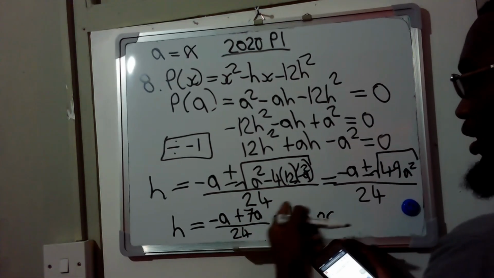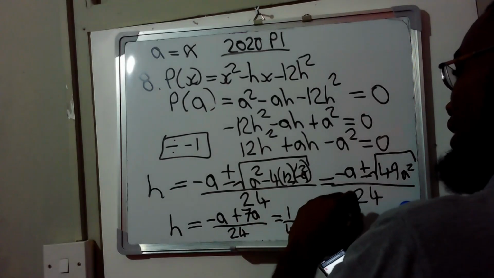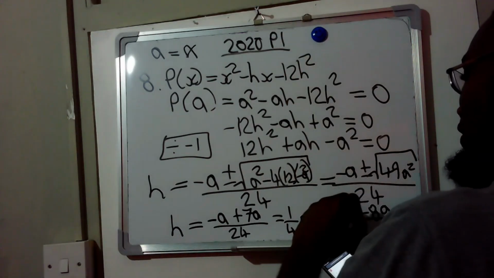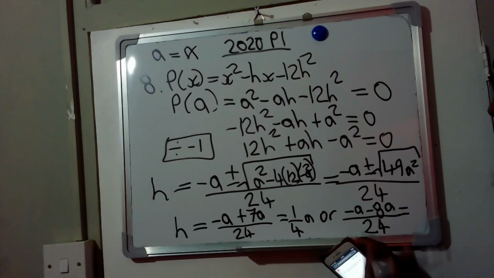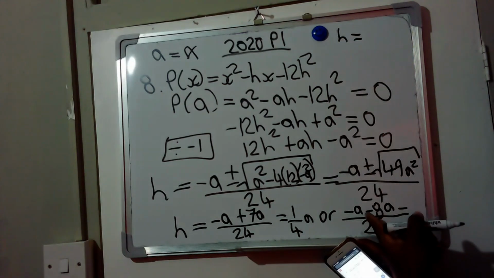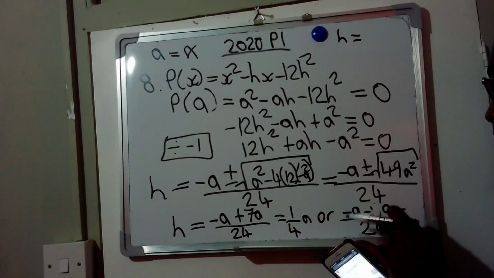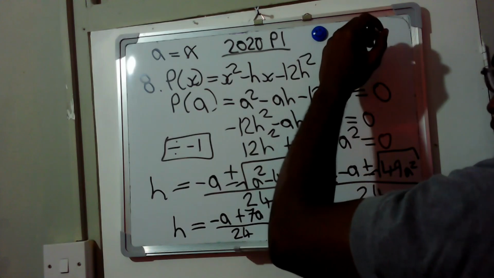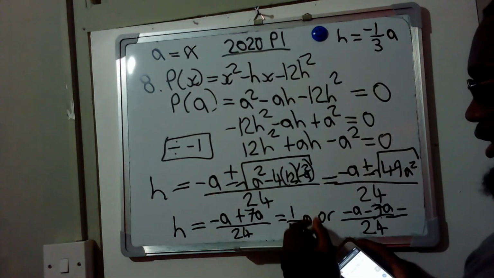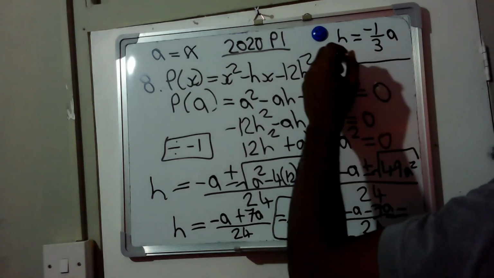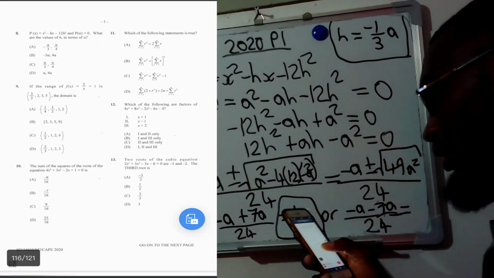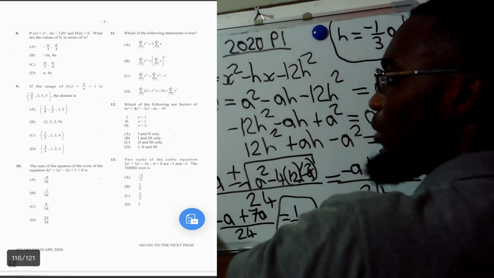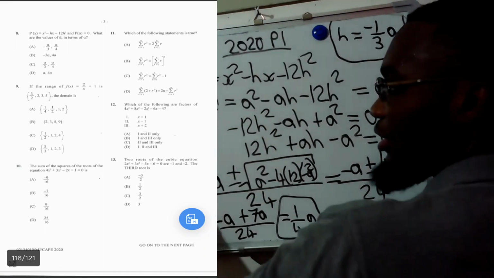The next answer would be with the minus sign here. That would be minus a minus 7a over 24. So h would be minus 8a over 24, and minus 8 over 24 is minus 1 over 3 a. So these are the answers: you get a quarter a, and you get minus 1/3 a. So that looks like minus 1/3 and a quarter. That's option A. So number 8 is option A.